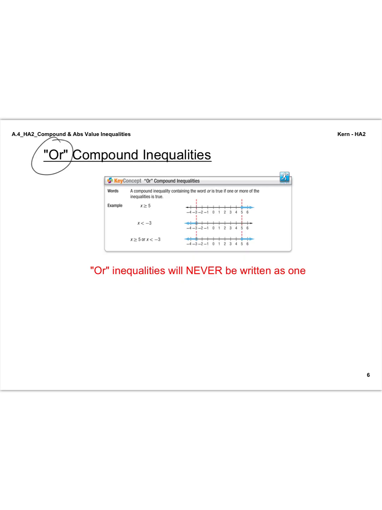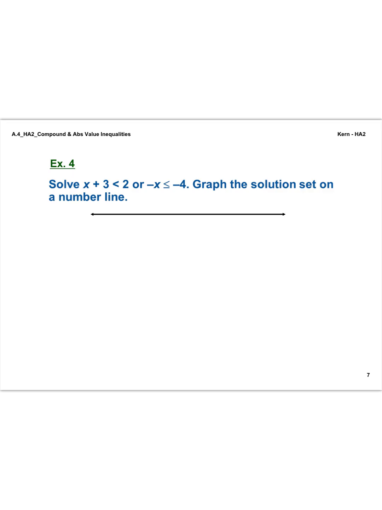All right, notice now we're shifting to a different type of compound inequality. We're looking at or. Or inequalities will never be written as one. So these are always two separate inequalities. And when you're writing out your answer, you have to remember to include the word or. Okay, so don't forget to write out the word or. All right, so here we have x plus 3 is less than 2, or negative x is less than or equal to negative 4. Okay, so now I'm just solving these separately.